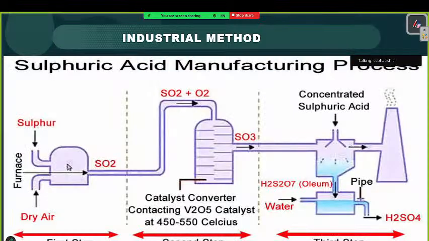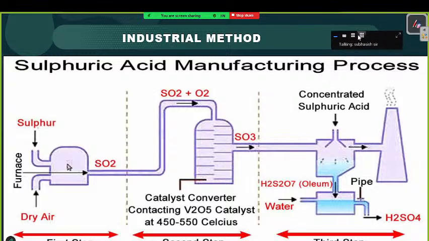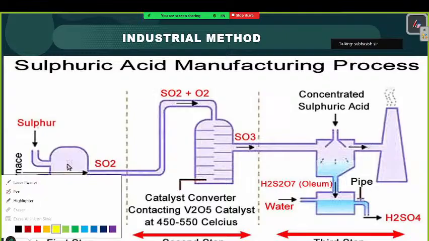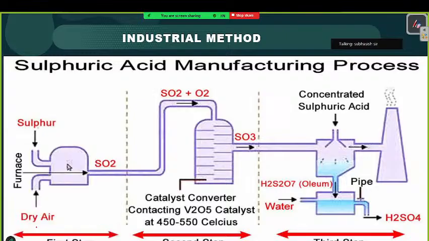Now in detail we should discuss the different steps of the contact process. This is one important flowchart diagram. Here you see that sulfuric acid manufacturing in industry contains three steps. The first step is the production of sulfur dioxide, in the second step production of sulfur trioxide, and the third step production of sulfuric acid.